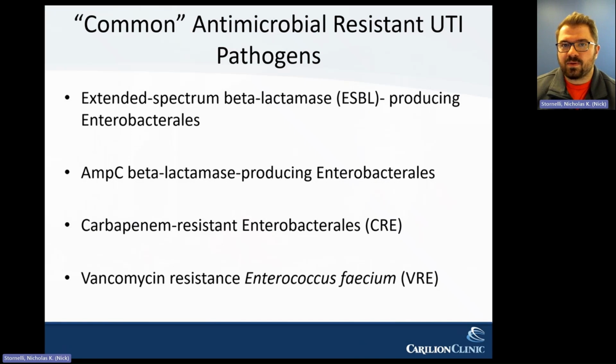So what are we talking about when we're thinking about antimicrobial resistance in urinary tract infections? The three big buckets for gram-negatives are ESBL-producing Enterobacterales, AmpC beta-lactamase-producing Enterobacterales, carbapenem-resistant organisms, as well as Pseudomonas, which you may also encounter in the inpatient and outpatient practice settings. Then also from the gram-positive side is vancomycin-resistant Enterococcus faecium, or VRE. And for today's talk, we'll focus on our gram-negatives.